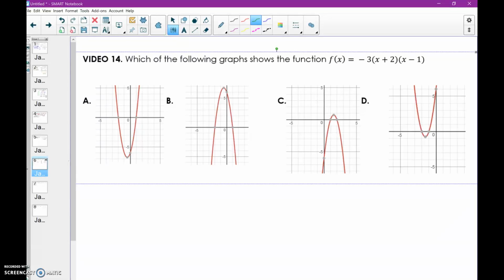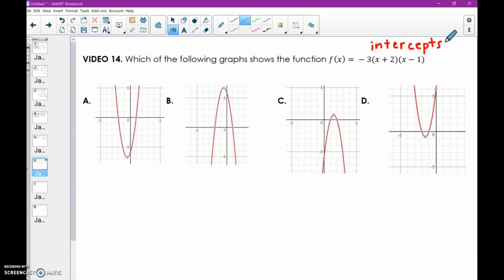So number 14 goes over graphing functions in intercept form. Remember, when it's factored like this, that is intercept form. We talked about that for a long time. So let's break each part of this down one at a time. We didn't get to talk about this -3 out in the front, so I'll get back to that in a second, but we did talk a lot about these things.